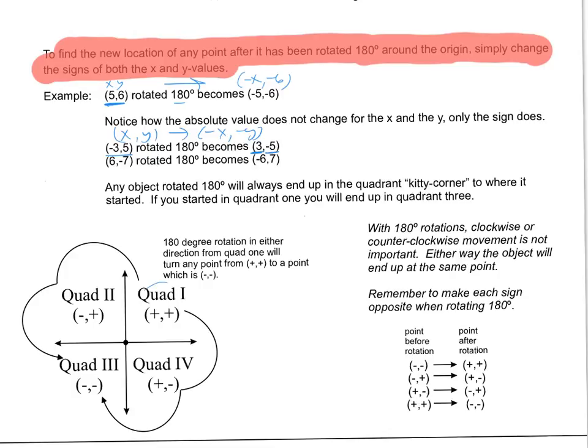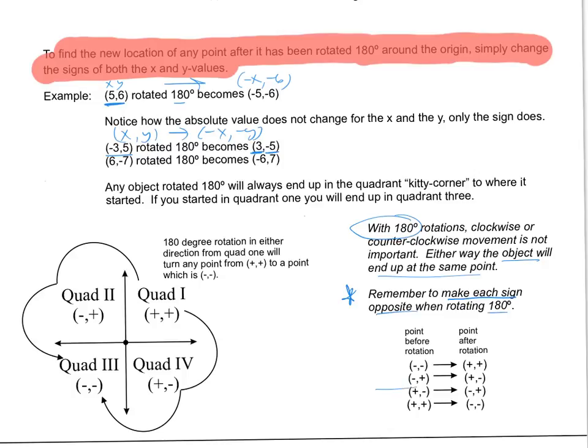Another cool thing is if I have something in the first quadrant and it is rotated 180 degrees, it will end up in the opposite quadrant. Always kitty corner to each other. So with a 180 degree rotation, clockwise or counterclockwise, the movement is not important, because either way, the object will end up at the same point. Now, here's something that you need to remember. You need to make sure that each sign is the opposite when rotating 180 degrees.